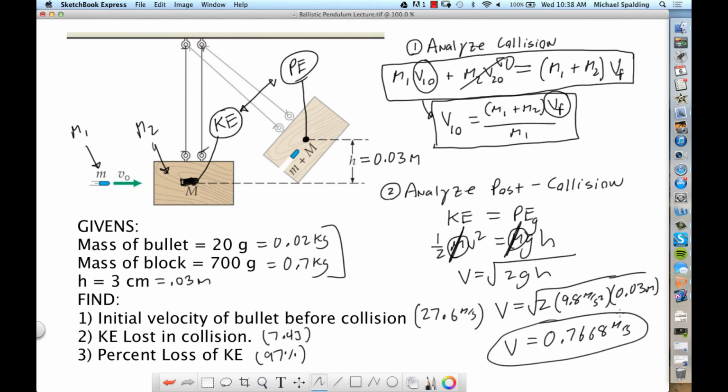All right, so what velocity is that? It's that velocity right there. It's V final post-collision. Okay, so the total combined mass is 0.72. The velocity post-collision is 0.7668. And then the mass of the bullet is 0.02 kilograms. So we get a final velocity, the initial velocity of the bullet comes out as 27.6 meters per second. Right? V1 initial comes out as 27.6.